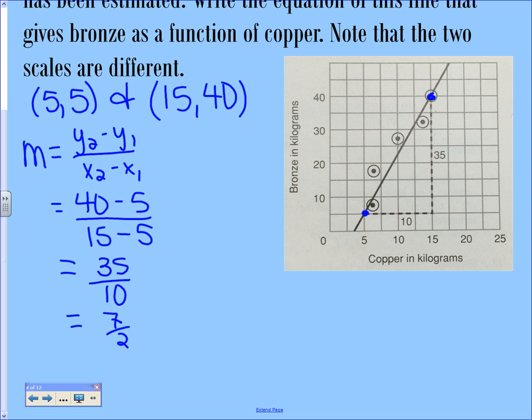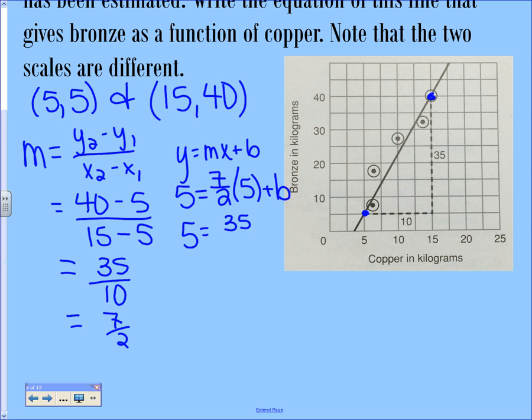So that's the first part. Now we have to find an equation. Well, if we have a slope, how do we find an equation? Okay, what do you want to plug in for your y? 5 equals, what's our m? What's our x? And then plus b. Any questions on that part? Okay, so 5 equals 35 over 2 plus b.